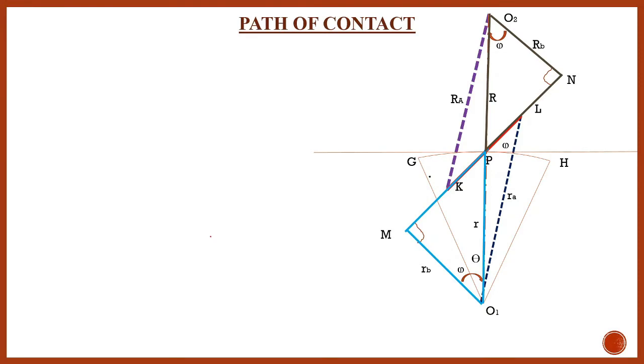Now we'll study the expression of the path of contact. To study this expression, we have to learn this diagram. In this diagram, we have to consider four right angle triangles. O1MP is the first right angle triangle. Next, second right angle triangle, O1MK. Again, next right angle triangle, O2NP. Next right angle triangle, O2NK. Now we'll find the base circle radius. That means we'll find O1M and O2N in terms of pitch circle radius.